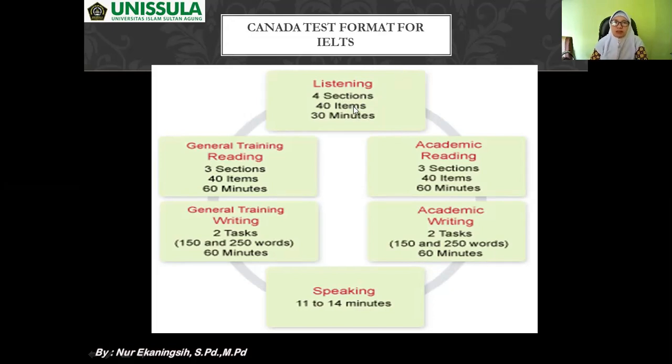Okay, this is about listening, and this is the general training of writing and reading, and then this is for academic writing, academic reading. Jadi kalau IELTS yang di Kanada, mereka membedakan 2. Ada yang umum, ada yang academic. Okay, for speaking, this is only about 11 up to 14 minutes, but we just focus on this. Bu Eka tidak akan bicara reading, tidak bicara writing, tapi hanya dalam listening section.